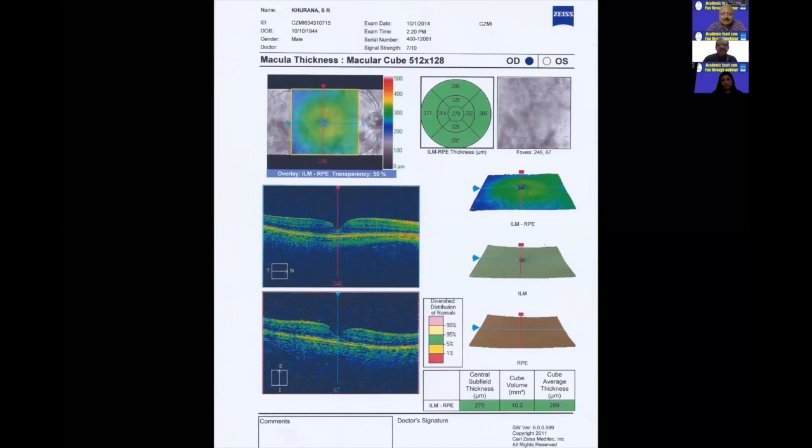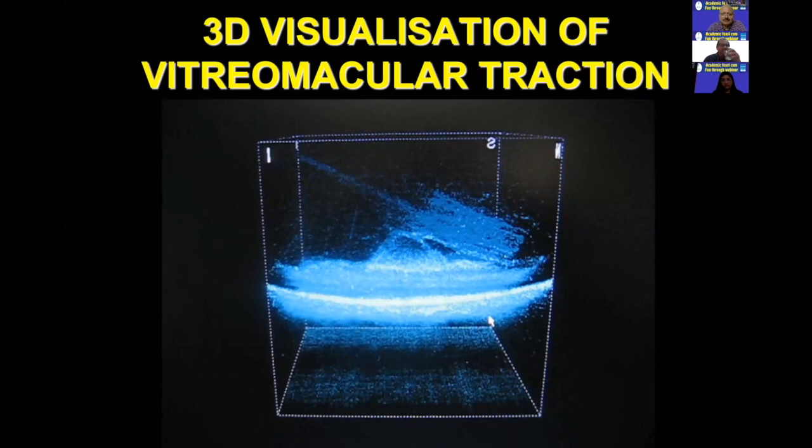All the machines give a similar kind of pattern, but the representation is somewhat different. This is a three-dimensional visualization of a vitreomacular traction patient. In this, you can see how the posterior vitreous face is attached to the center of the macula, causing traction on the fovea. So this is a vitreomacular traction patient.